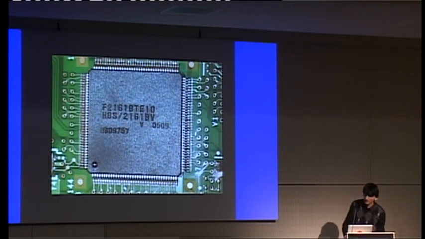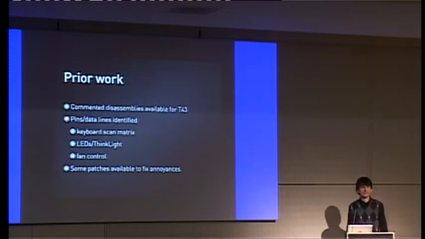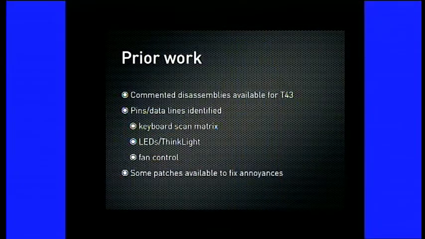The prior work is really advanced. When I first saw this, I was like, wow, somebody really put work into this. So there are commented disassemblies available for the T43 that are source equivalent, so you can compile them. So somebody went to the effort of documenting which pins and which data lines are responsible for the keyboard scan matrix, for the think light, and for the LEDs, and for the fan control.